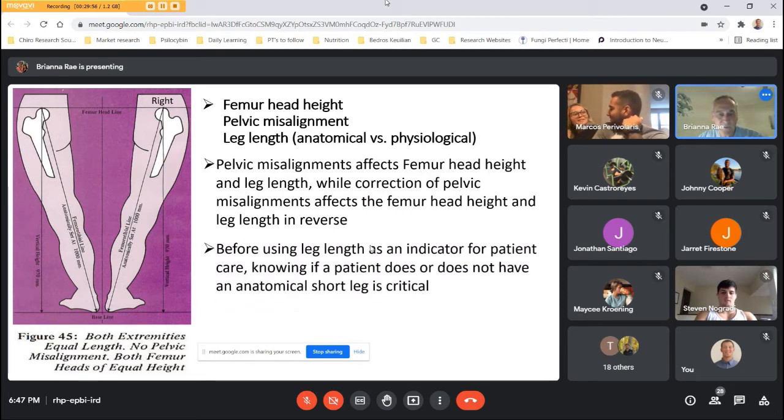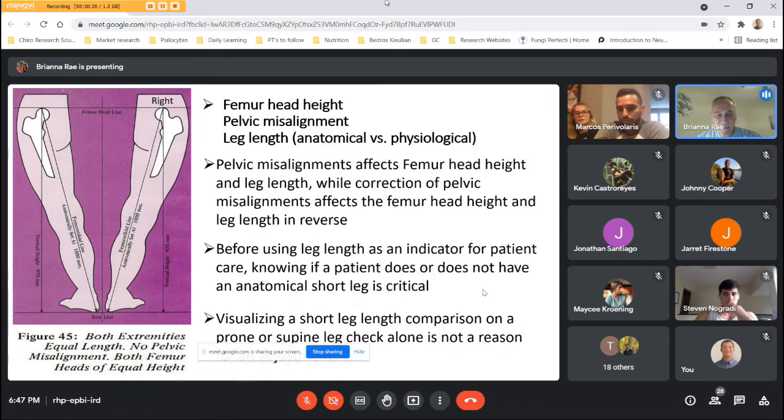So before using leg length as an indicator for patient care, knowing if a patient does or does not have an anatomical short leg is critical. I can't tell you how important that is. You can really mess somebody up by just seeing a short leg and throwing in a heel lift and saying, go for it. That's just not good care.